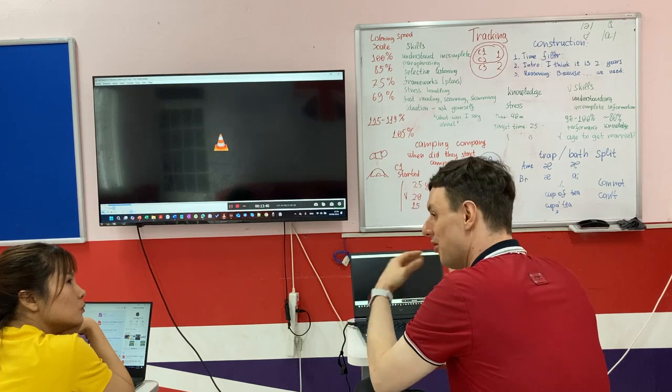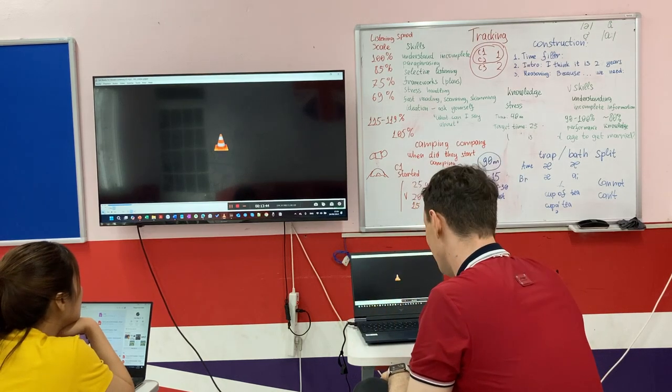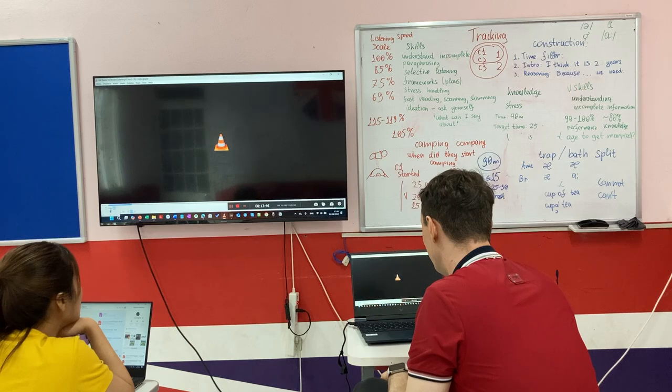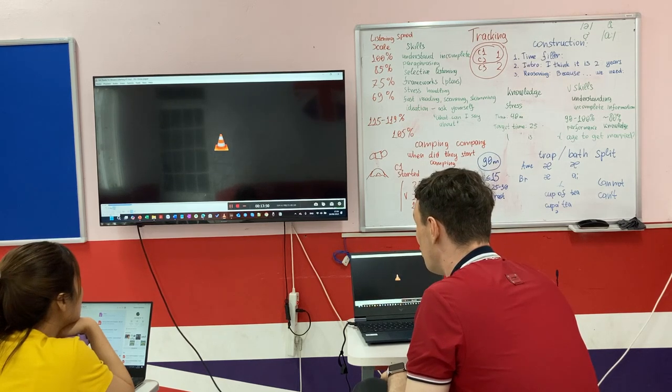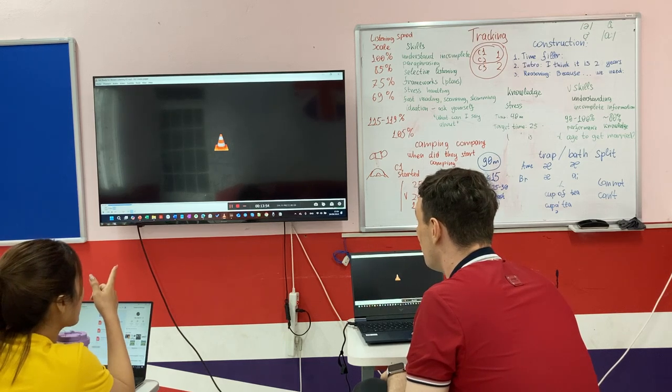You don't have to manually do this stuff. It repeats. If you need many repetitions, it repeats also. This is the speed. Again, you can slow it down to 0.25, or you can speed up to 4 times. Yeah, this is the speed control.